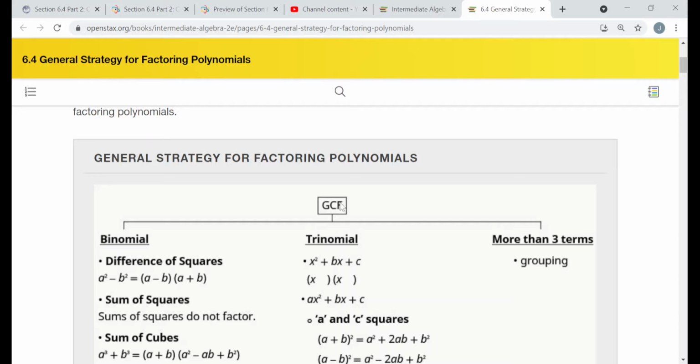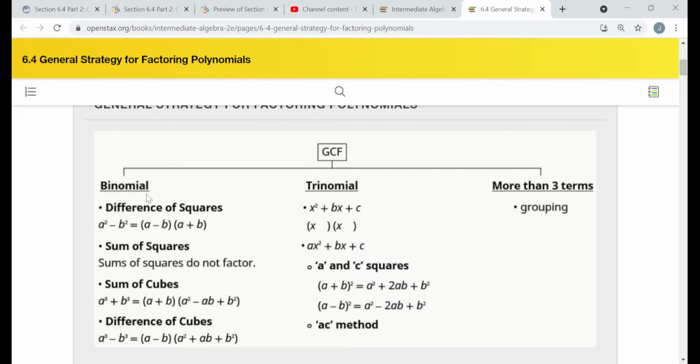Alright, so the first thing on top here, GCF, means you look at all the terms in the polynomial as is, and you factor out the greatest common factor, if there is any. Then after that, you ask yourself, how many terms does the polynomial I'm looking at have? If it has two terms, that's called a binomial. The only way you're going to be able to factor it after the GCF is if it's a difference of squares, a sum of cubes, or a difference of cubes.